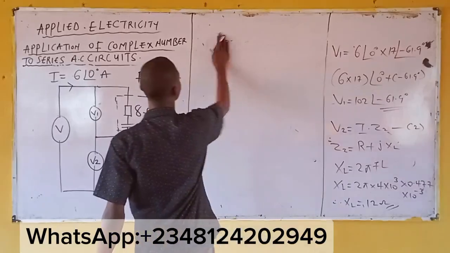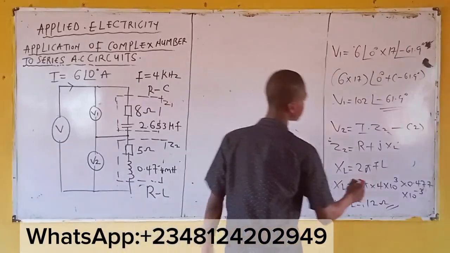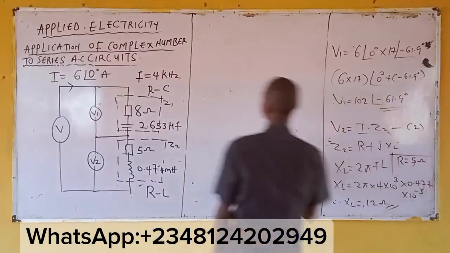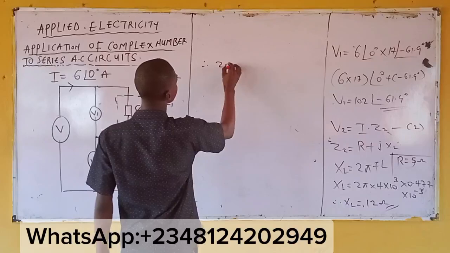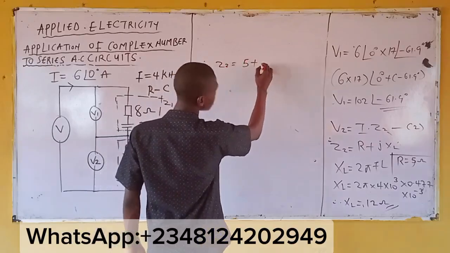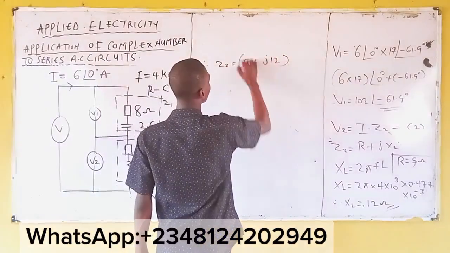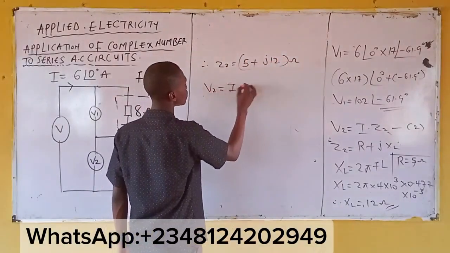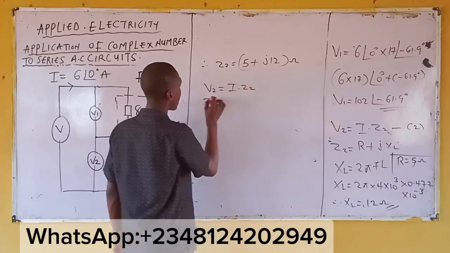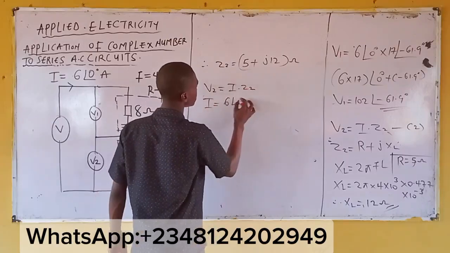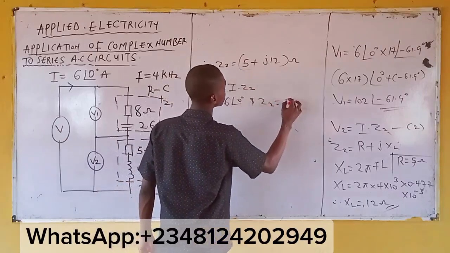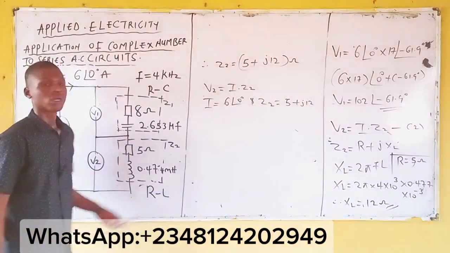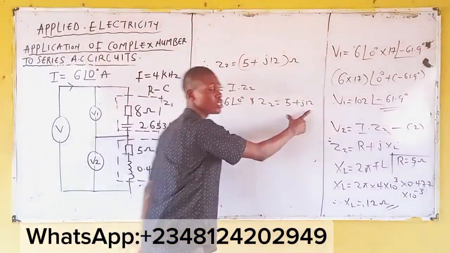And what's R? From this diagram, R is what? R is equal to 5 ohms. Therefore, Z2 becomes what? 5 plus j12 ohms. Using equation 2 that says that V2 is equal to I multiplied by Z2. Now, I is given to be what? 6 at 0 degrees. And Z2 is given to be 5 plus j12. Up to this level, what are we going to do? I should convert this to polar form.